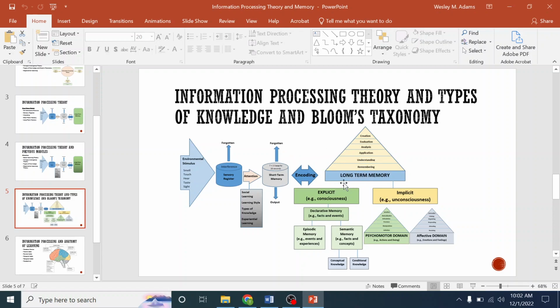When we talked about types of knowledge, we talked about explicit versus implicit. So we've covered this in depth. I don't want to spend too much time on it, but this is the cognitive domain of Bloom's taxonomy. And you've got explicit knowledge, declarative, episodic, semantic, and then semantic can be broken up into conceptual and conditional. And then on the implicit side, we've spent most of our time talking about the psychomotor, the activities that we're doing in class, the procedural knowledge that was important.